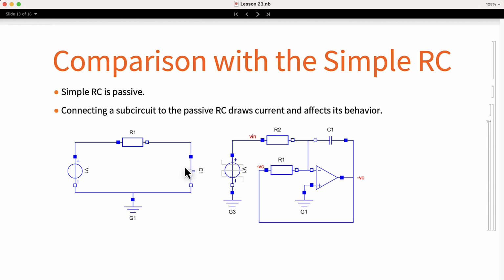In the passive RC circuit, if we are not careful on what we connect to the capacitor, it may draw too much current and it will affect the behavior of the circuit. The active circuit can provide the output voltage with a low impedance, but the biggest advantage is that we can change the gain of the input voltage if we want.